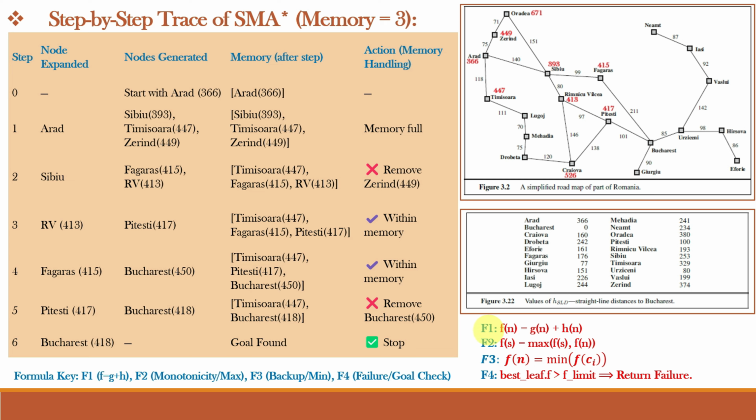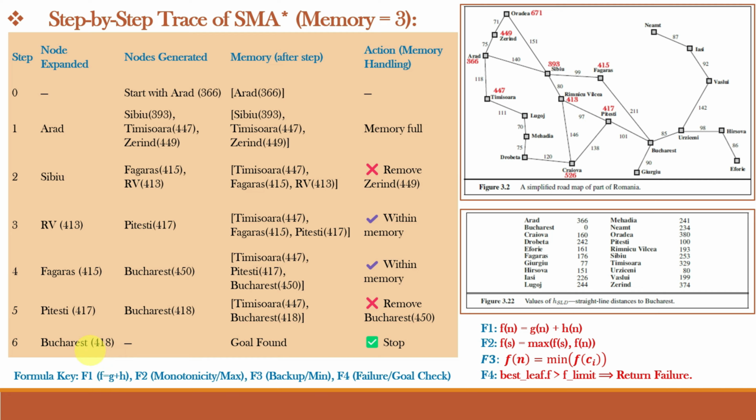So from formula F1, we get 418 kilometers, and using formula F2, F of Bucharest is equal to maximum of Fs. Fs is currently Pitesti, that is 417, Fn is 418. So maximum is 418. So Bucharest will get F cost of 418 kilometers. Now if we compare, the old Bucharest was 450 kilometers and the new Bucharest is 418 kilometers. And obviously SMA star keeps the better path. So Bucharest with 450 is removed, and now memory becomes Timisoara 447, Bucharest 418. So now the best node is 418.